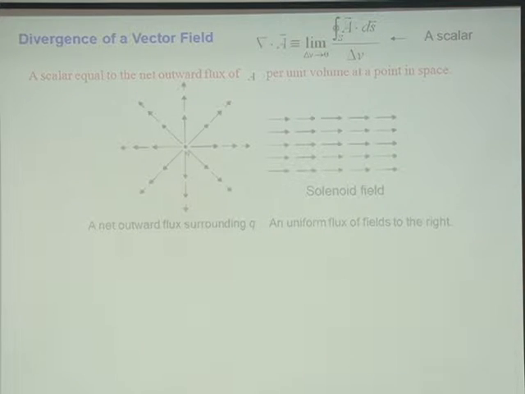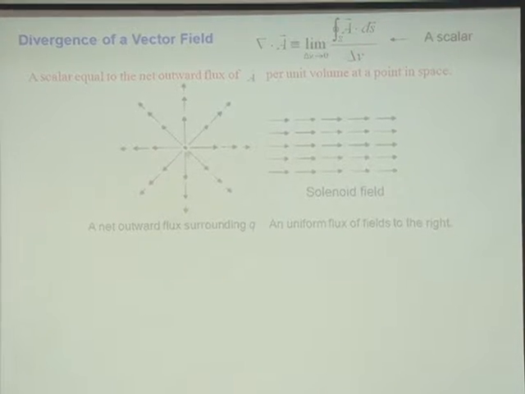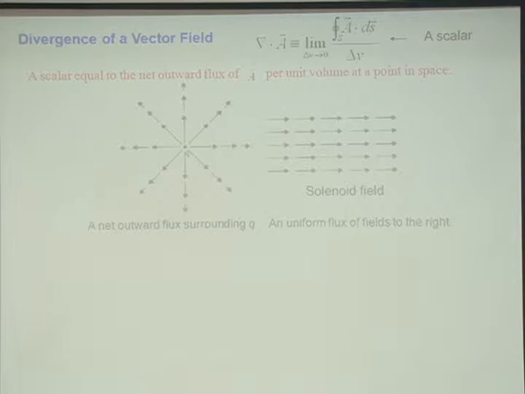Okay, so let me say again, the divergence of a vector field is a scalar because you're calculating flux. Flux is the dot product, and this dot product is going to give you a scalar. Okay, gradient is a vector, but divergence is a scalar, right? Because you are calculating the flux. The definition of this divergence is a net outward flux, because the surface is always pointing outward. So this is the outward flux of A per unit volume at one point in space.